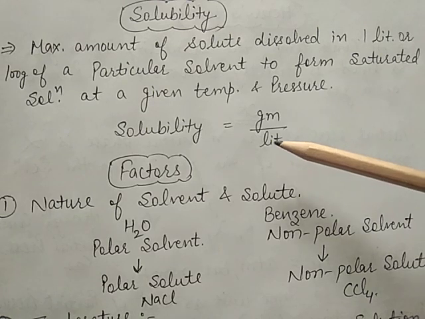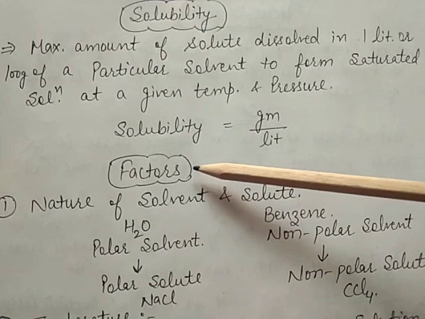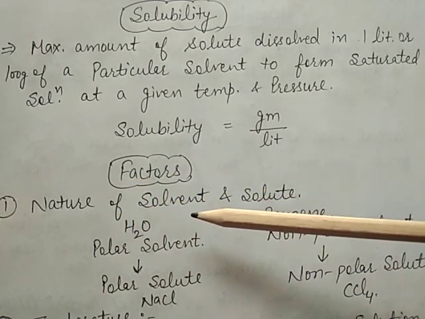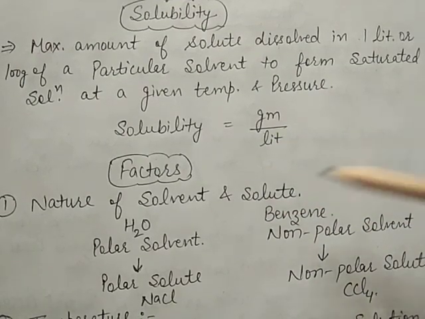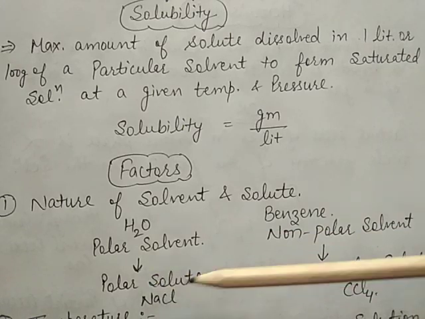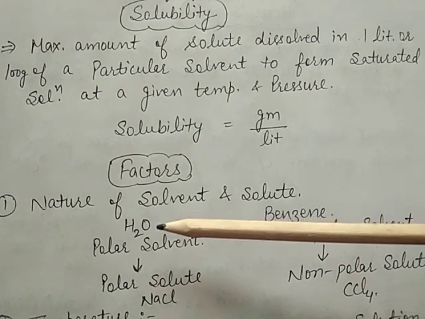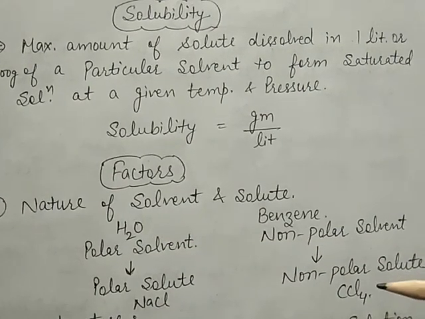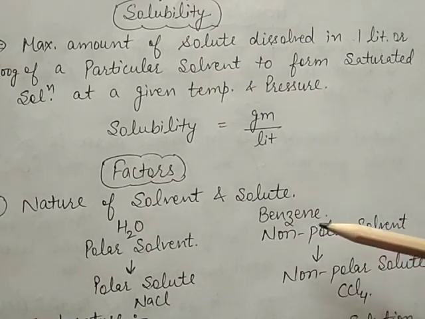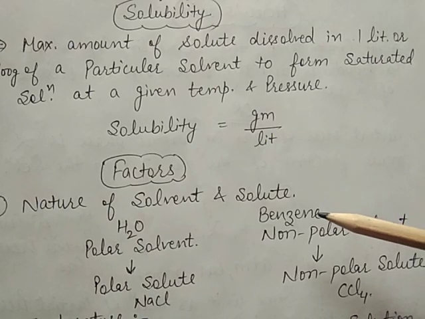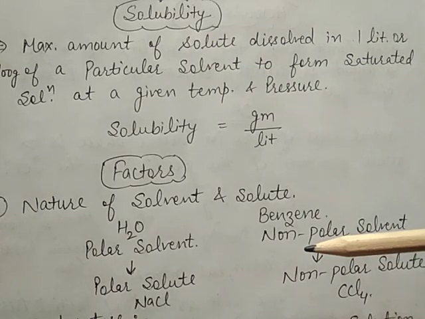Solubility of a solid in a liquid depends on many factors, like the nature of the solvent and solute. Like this, a polar solute, that is NaCl, dissolves in a polar solvent like H2O. A non-polar solute, that is CCl4, carbon tetrachloride, dissolves in a non-polar solvent, that is benzene. It means it shows the property like dissolves like.